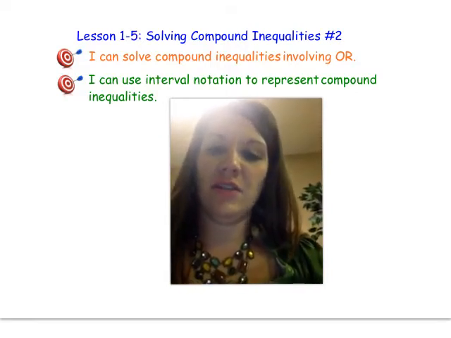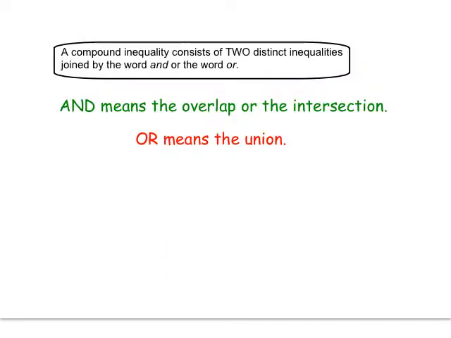So let's get started. The word and means the overlap or the intersection of the two inequality solutions, and we've already looked at that together in the previous video. The word or means the union of the two, and we're going to treat those completely differently than the word and compound inequality.